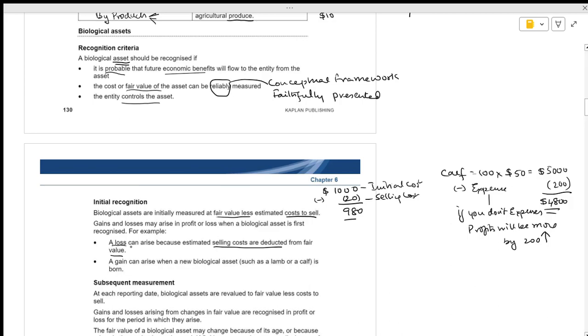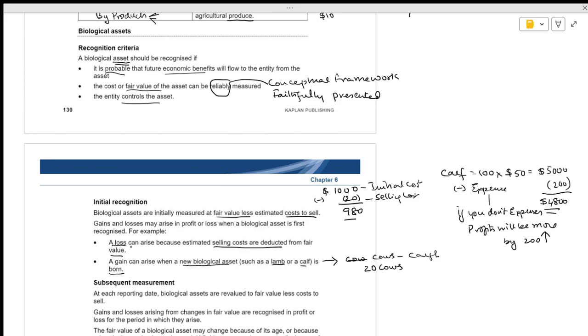A gain can arise when a new biological asset, such as a lamb or a calf, is born. See the thing, this is very, very interesting. You will have cows, and now you will have calves. Assume that you have 20 cows.